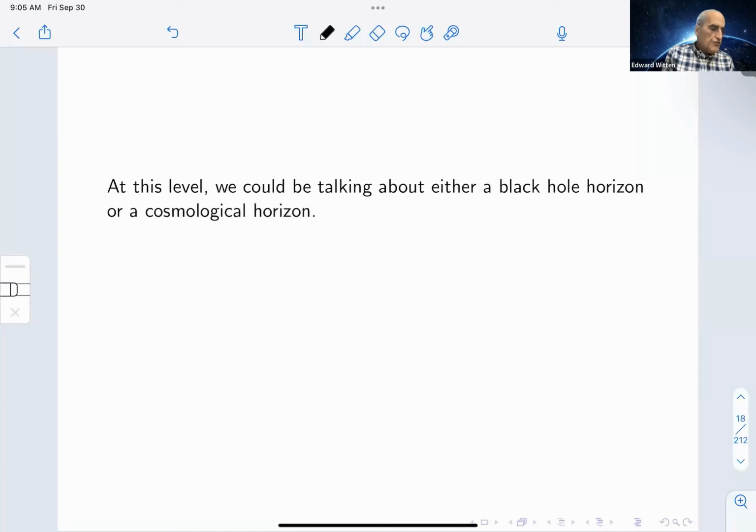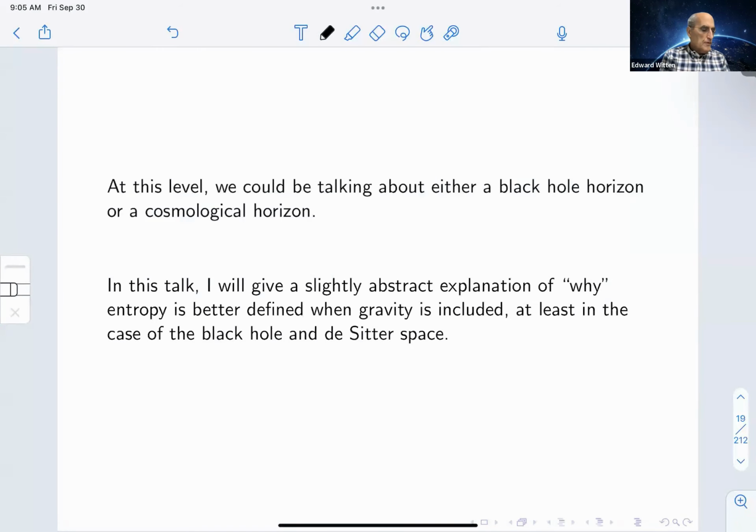Now, at this level, we could be talking about either a black hole horizon or a cosmological horizon. And in this talk, I'll discuss both, but I'll concentrate a little bit more on de Sitter space with the cosmological horizon. So in this talk, I'm going to aim to give a slightly abstract explanation of why entropy is better defined when gravity is included, at least for the basic examples of the black hole and de Sitter space, although I hope the lesson is more general.